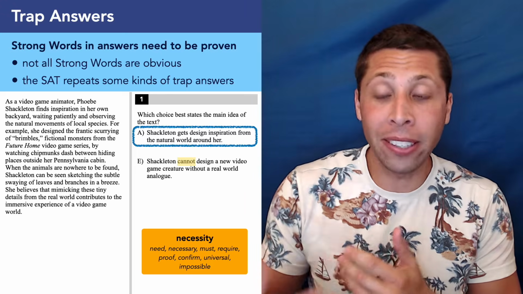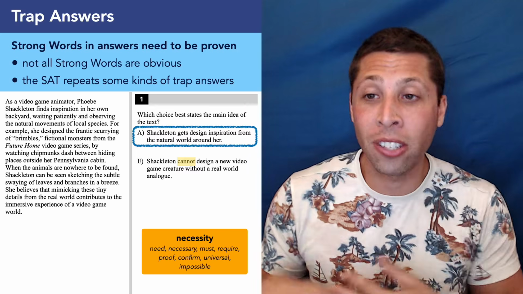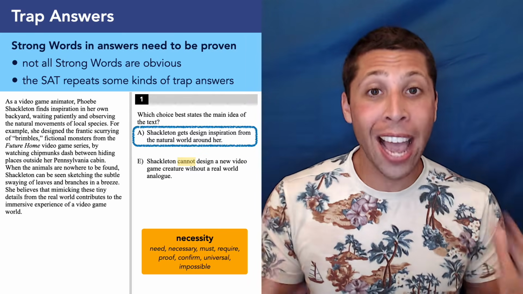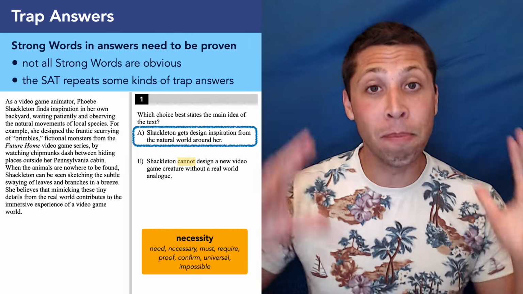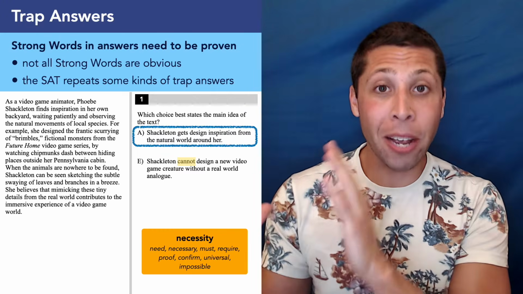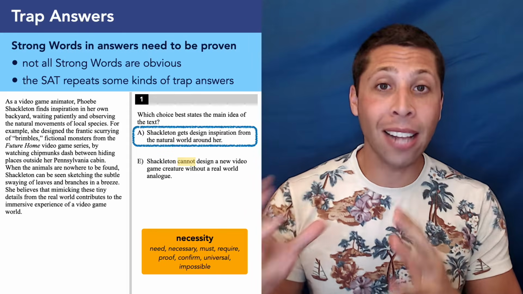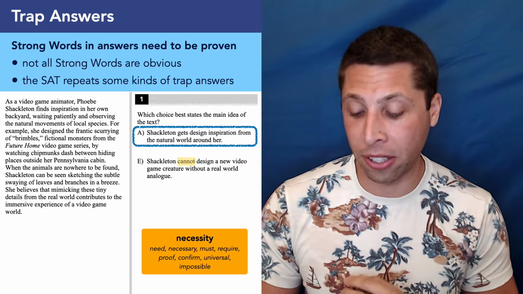Otherwise, it definitely talks about Shackleton in the passage. It talks about her designing new video game creatures, and it talks about her using the real world. So other parts of this choice check out. They seem to be okay. And that's how the SAT comes up with traps: most of the choice is right. 90% will be correct. But if 10% of a choice is wrong, the whole thing is wrong. And that's what we need to look for, these kinds of 10% words that we might otherwise ignore.